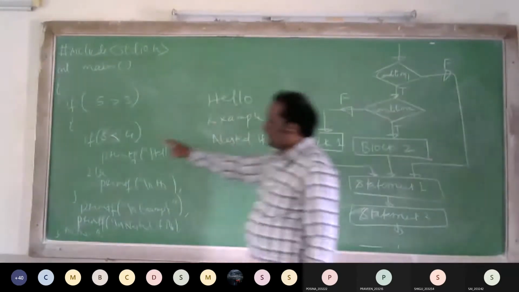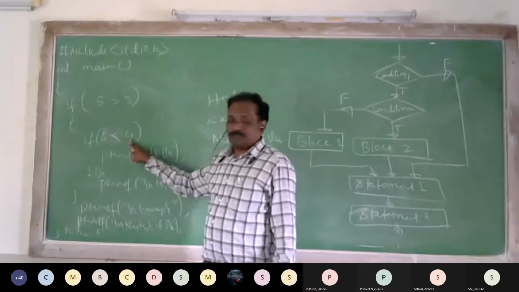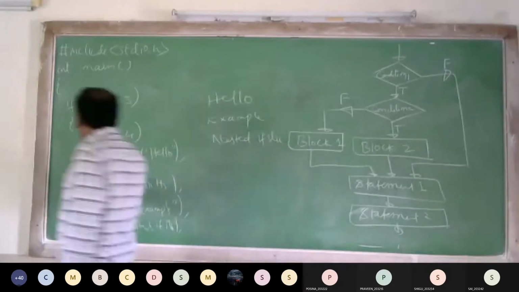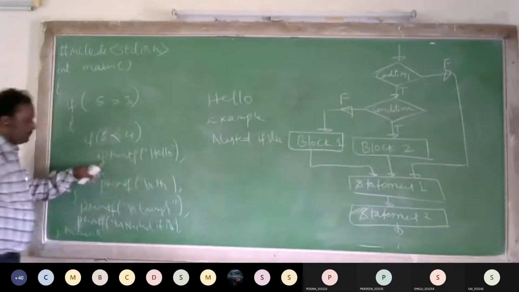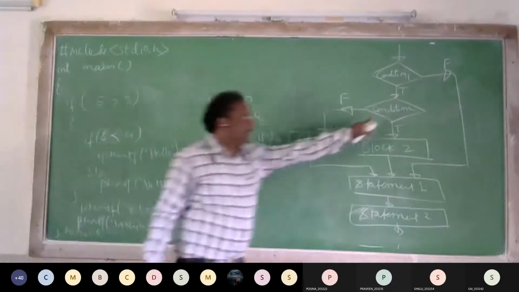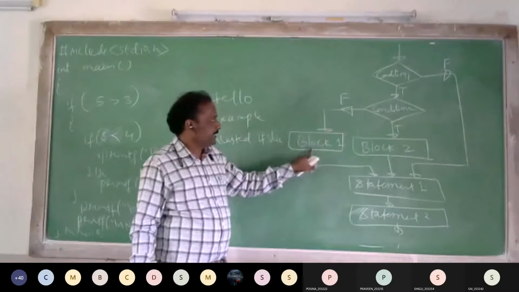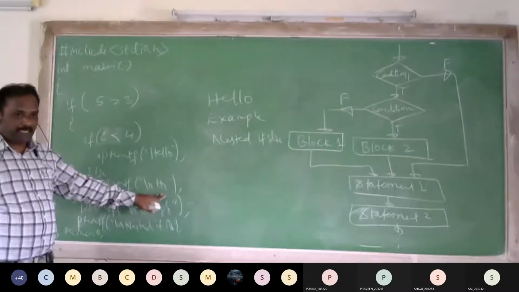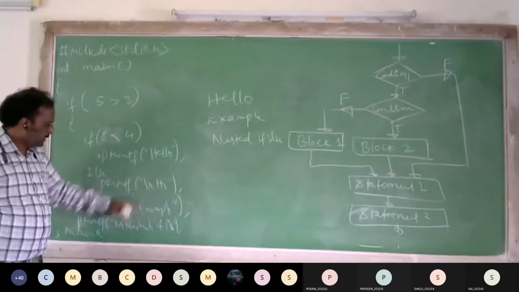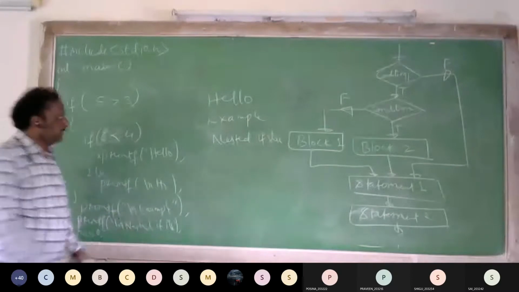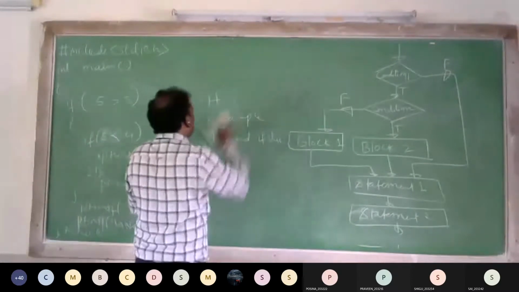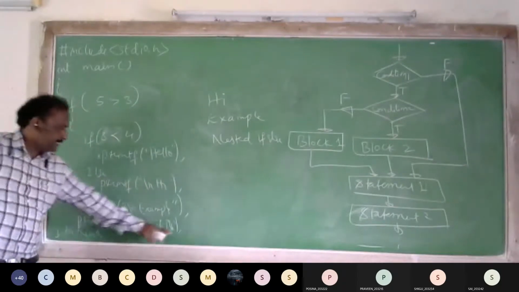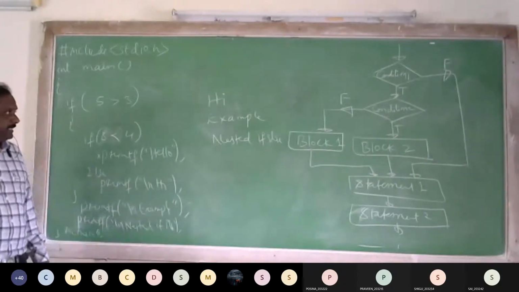Now what is condition 2? Condition 2, 8 is less than 4. The condition is false. False means this statement is not executed. So the control will come to the else part. Else block 1. So what is block 1? Block 1 here I am taking hi, and the control will come outside and it will say example hello. So the output of this program will be hi, example, nested if else.